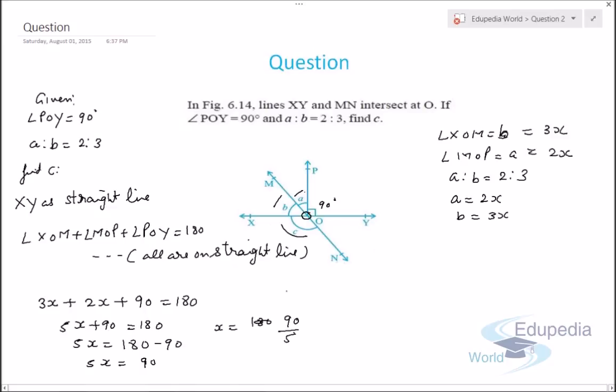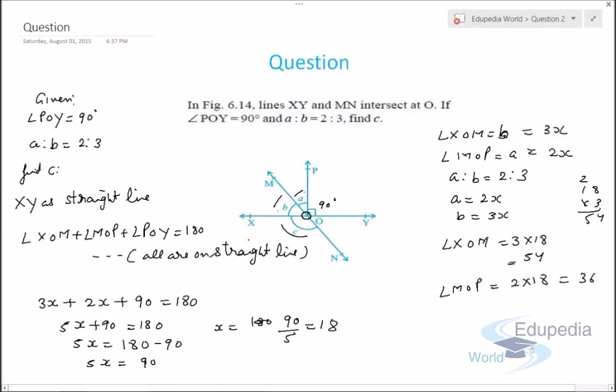So if we divide 90 by 5, we get x as 18. Now we got x as 18, so we can find angle XOM will be equal to 3 into 18, so it will be equal to 54. 18 into 3, 24, so 54, and angle MOP can be written as 2 into 18, which is 36. So we got the answer.